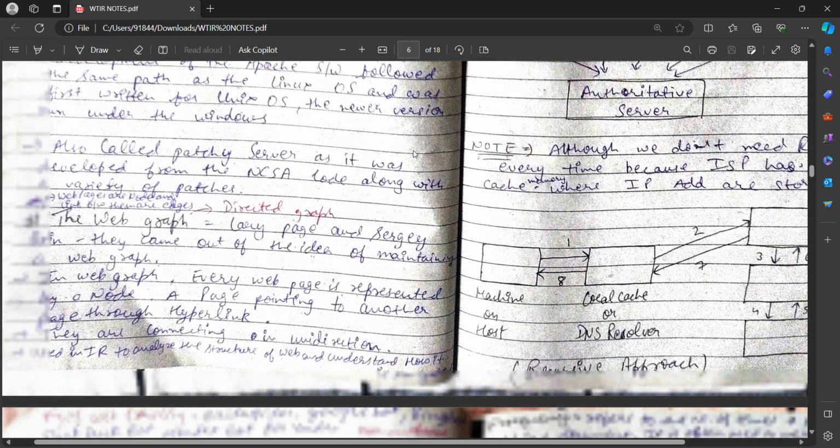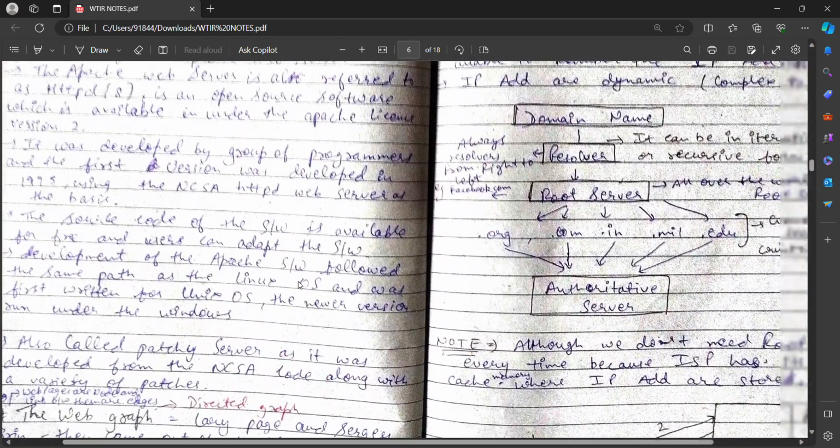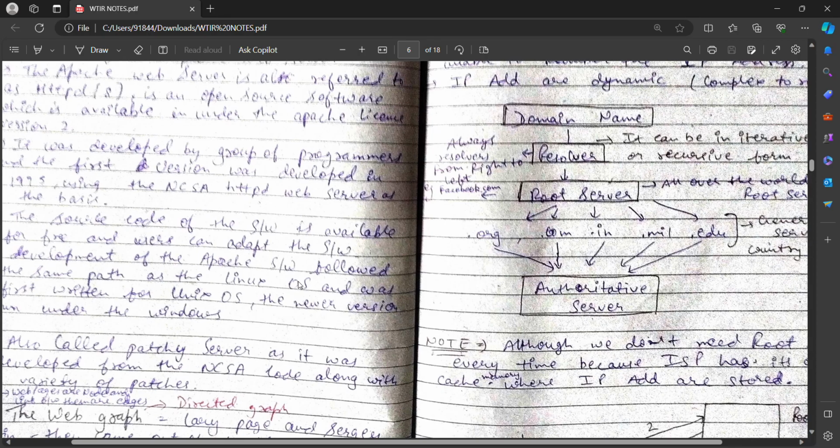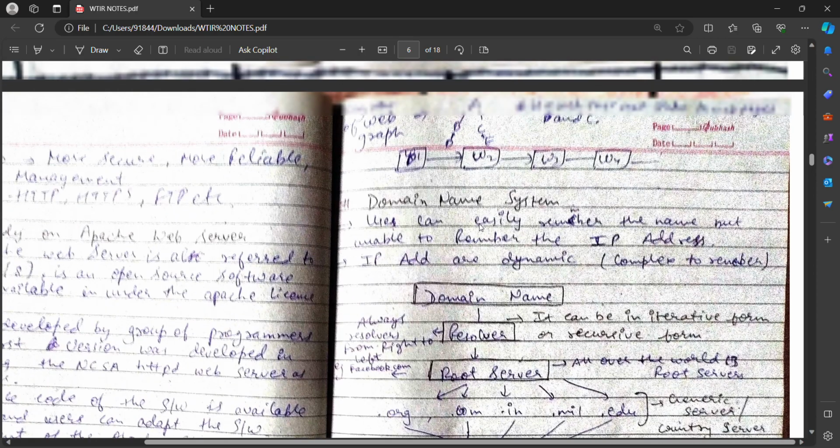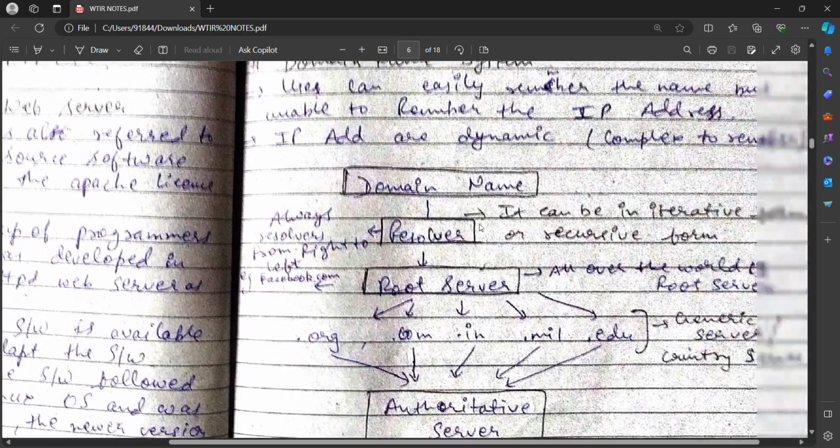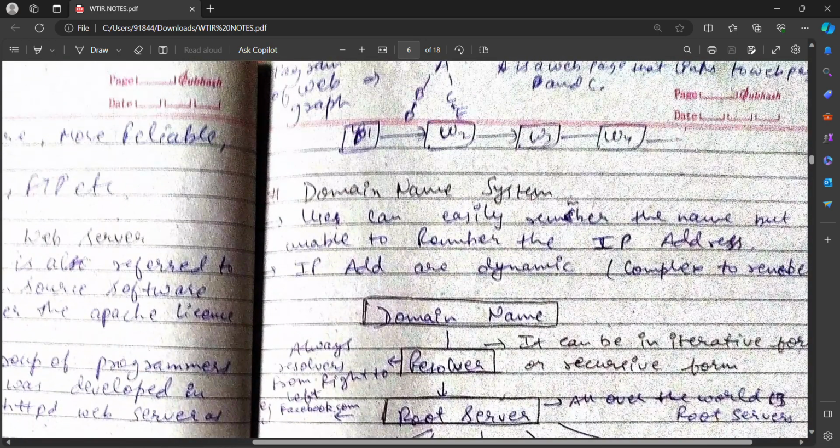In the previous video we discussed the web graph, and we also discussed the case study of Apache web server. In today's video I will be discussing with you the domain name system. So as you can see in my notes, domain name system we are going to discuss. In short, it is known as DNS. Okay, the full form is domain name system.